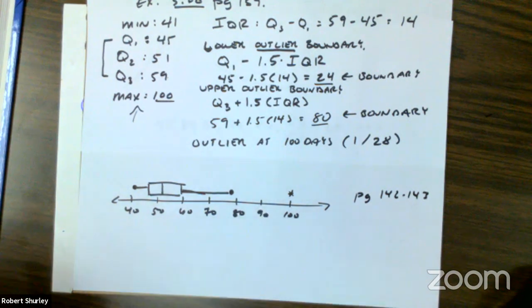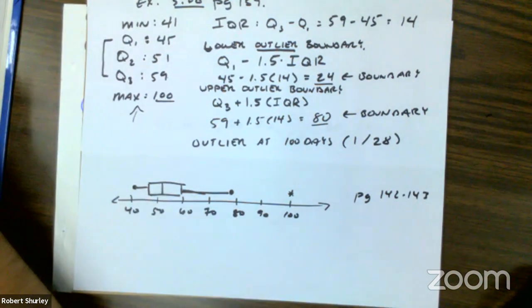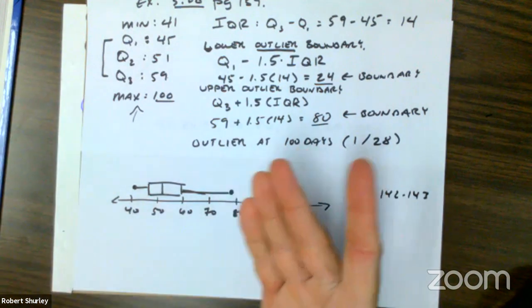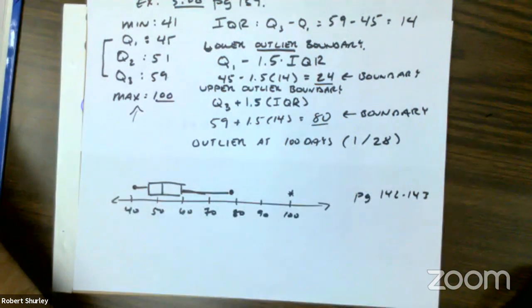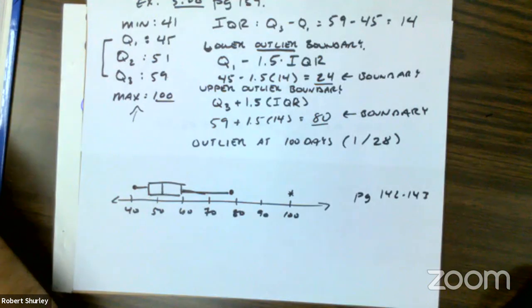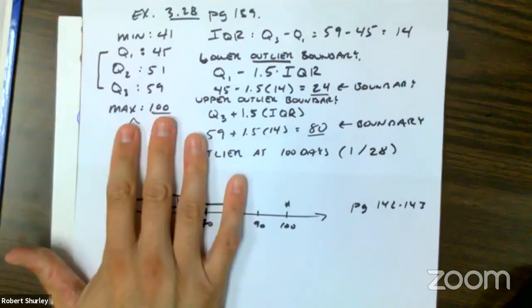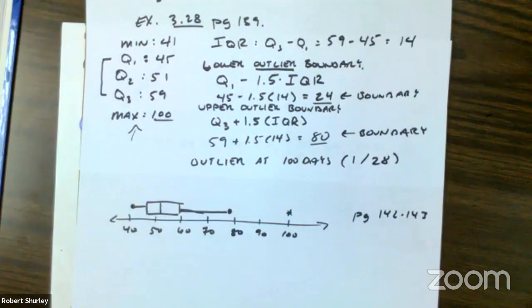Now, on the test, I'm not going to make you interpret box plots because I didn't know how to put one in there. It's more going to be something like, what's the lower outlier boundary, or what's the upper outlier boundary? Are there any questions about this?